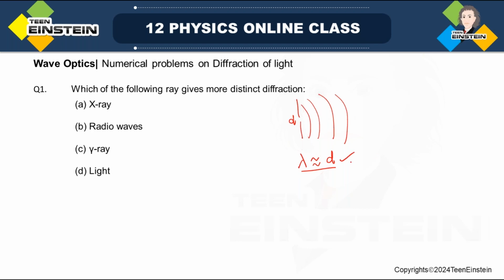So this is actually the condition. Slightly less than is also fine. So the wavelength has to be equal to or slightly less than d, then the diffraction will actually be seen.